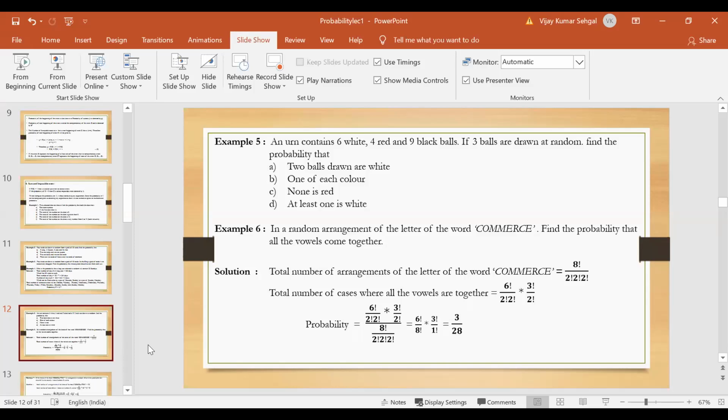Now the total number of cases where all vowels are together. There are only 3 vowels, that means 2 E's are there and 1 O is there. So only 3 vowels are there.